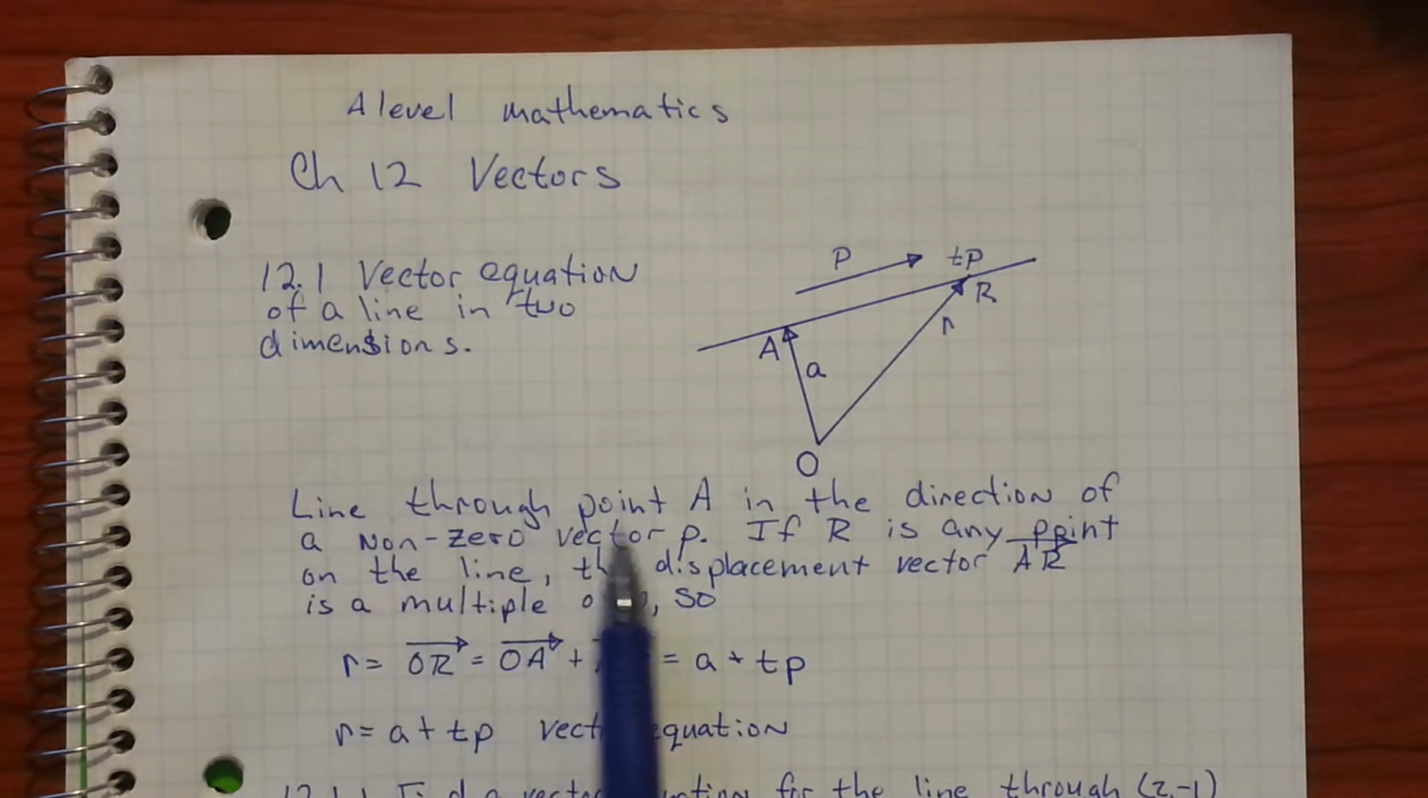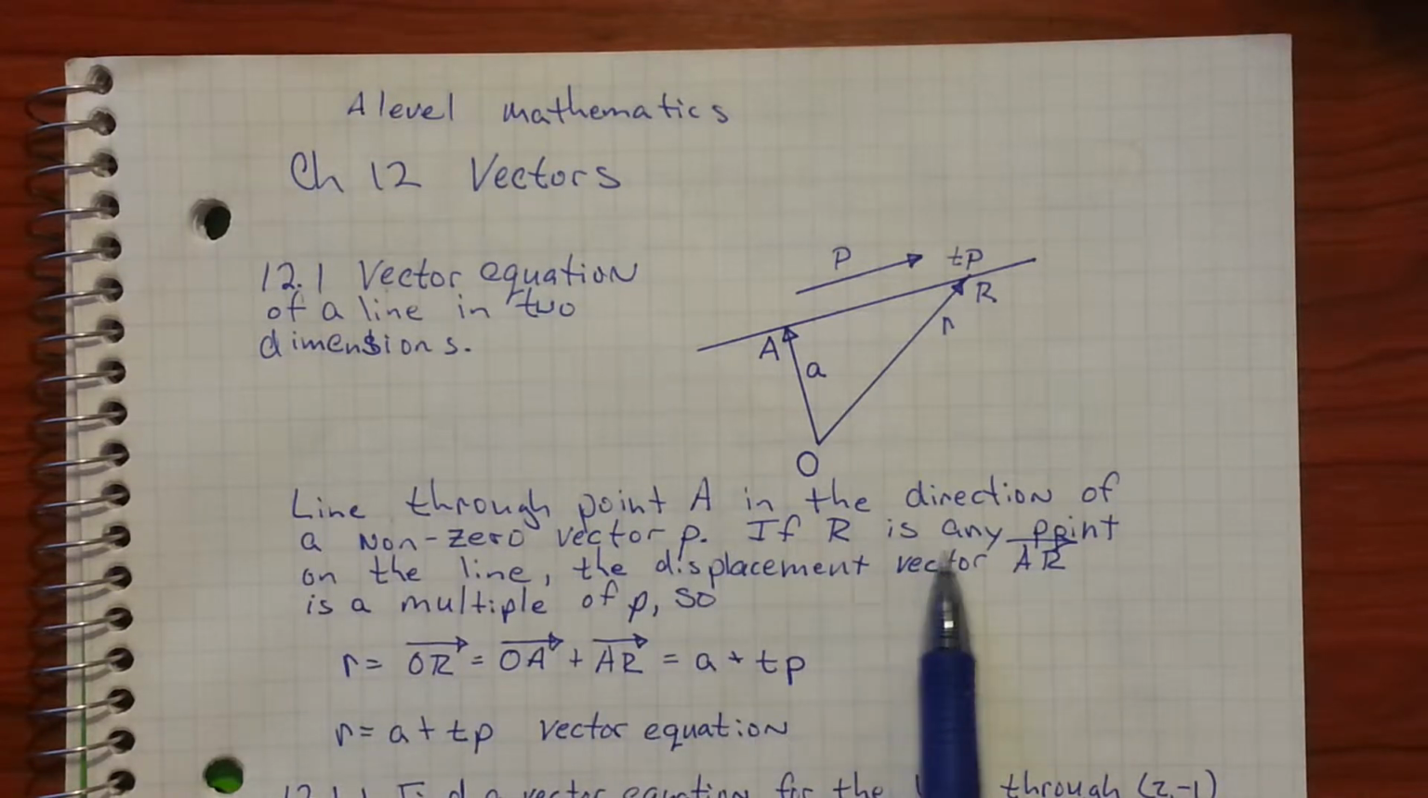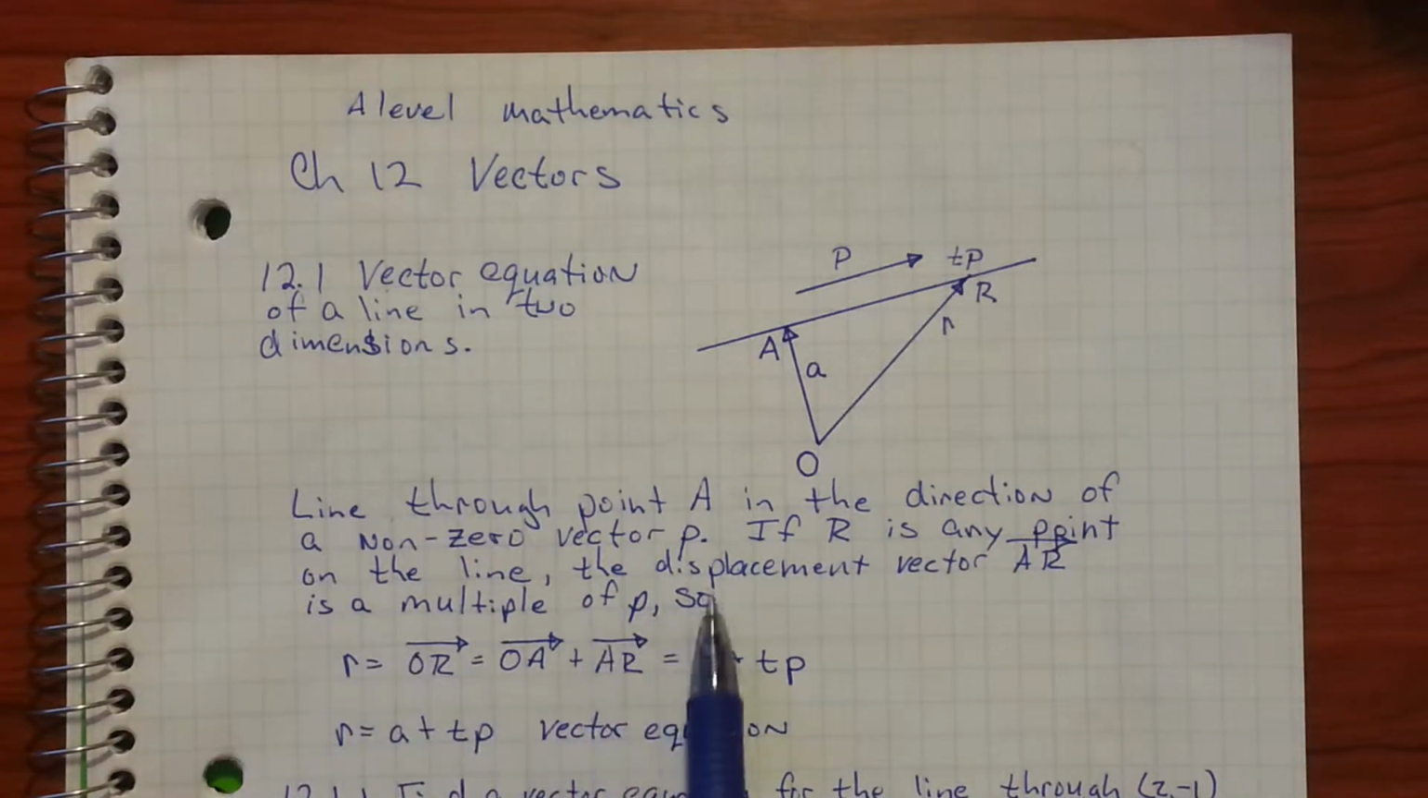Alright, a line through point A in the direction of a non-zero vector P: if R is any point on the line, the displacement vector AR is a multiple of P, so OR equals OA plus AR, which is equal to A plus t of P.